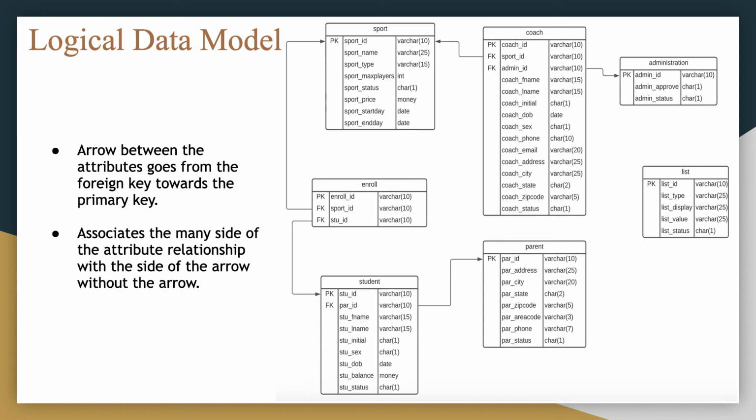The second model that we made was the logical data model. In this model, the arrow between the attributes goes from the foreign key towards the primary key, and then that associates that the many side of the ERD that we just saw is the side of the arrow without the arrow.